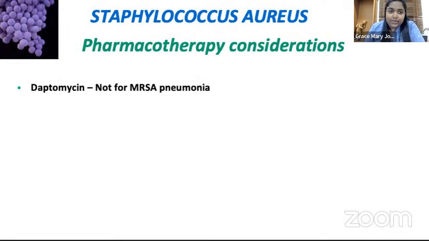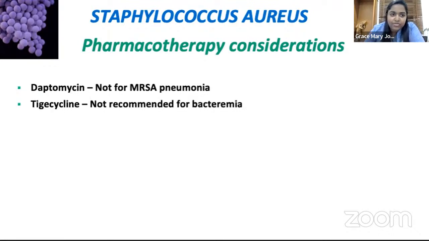So some pearls that I want to provide you is that daptomycin is one of the best drugs you can give for Staph aureus, but you can never give it for pneumonia because the lung surfactant can actually just wash it out. It can just degenerate the whole drug.